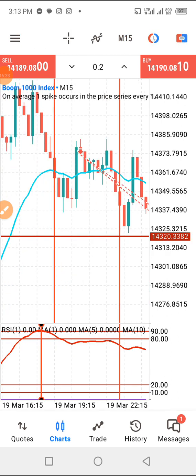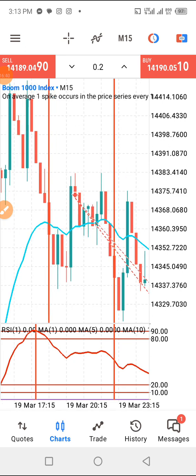Good. So you remember what I told you guys, that immediately we have a bearish candle that closed below our moving average on 15 minutes, and price is at the 90 and 80 level, just the same thing we have in 1 hour, you place your sell. The other one was buy. You place your sell.